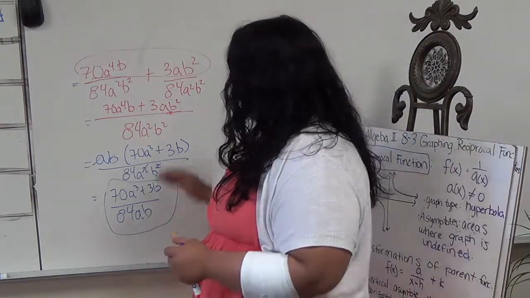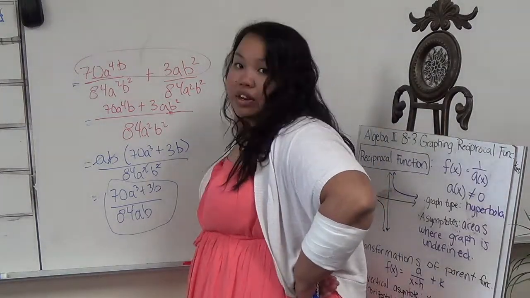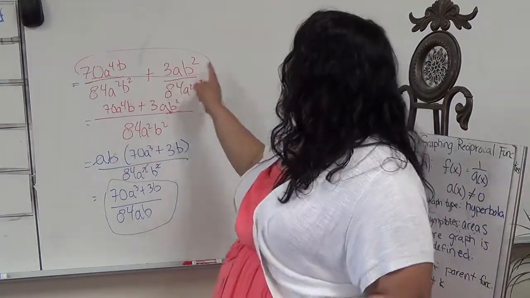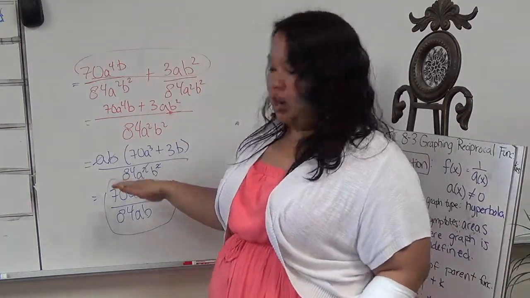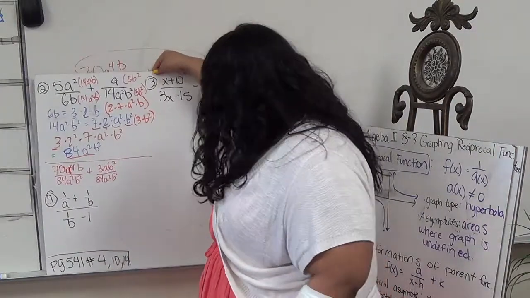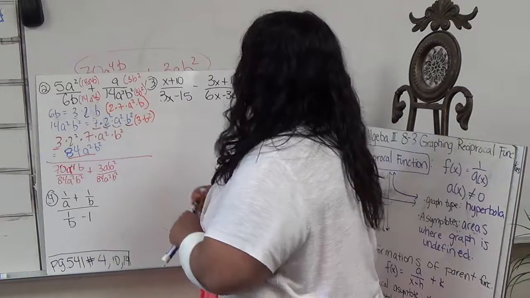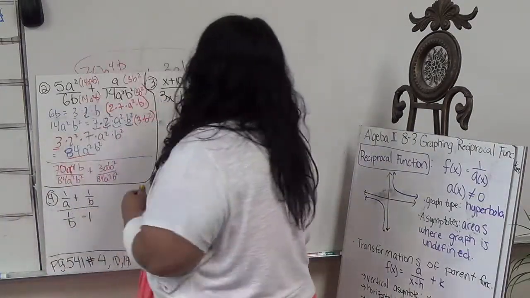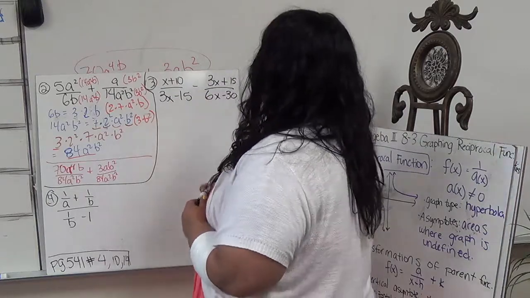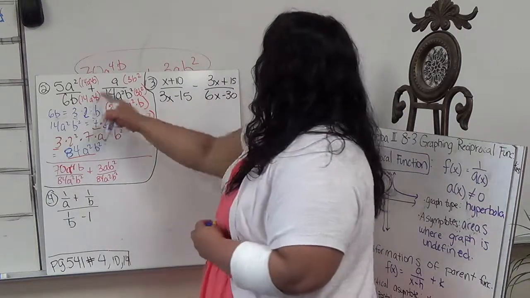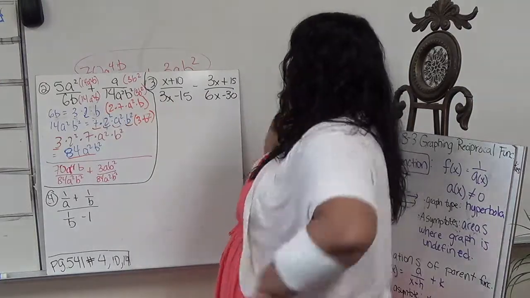Okay? Just remember that what we're doing is basically we're trying to find a common denominator. And once we find a common denominator, then we can combine the numerators and reduce from there. So let's look at number 3. Use this black to kind of help me focus here. So, same thing with this one. I'm going to find what they have in common.